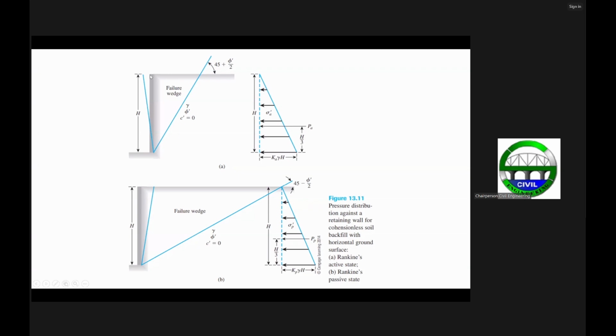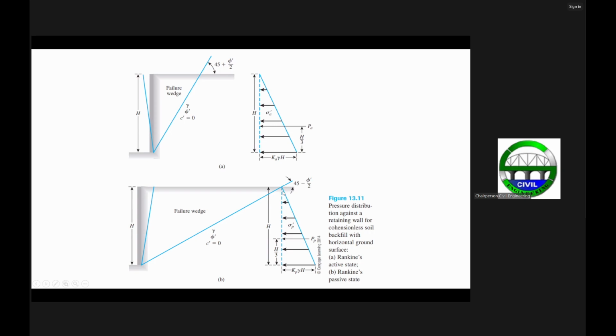If the wall is moves away from its original position, then the slip plane can have an angle of 45 plus phi prime over 2. Compared to the passive state, this one here, in the active state this is your failure wedge. In the passive state, this is now your failure wedge, wherein it creates an angle of 45 minus phi prime over 2.